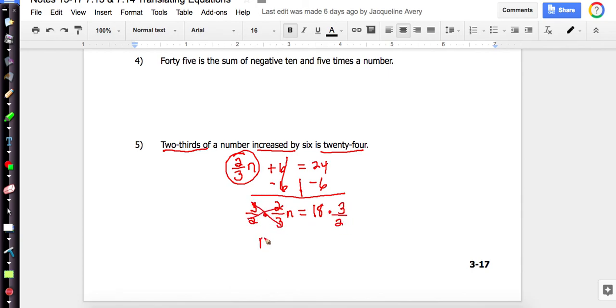Now, this will turn into a 1 in disguise, and remember, when you're multiplying a whole number times a fraction, what can I put underneath the whole number? A 1. So 18 times 3 is 54. 1 times 2 is 2, and 54 divided by 2 is 27. So n equals 27. Now, when I'm checking this in my calculator, I do 2 divided by 3 times 27 plus 6, and then I hit equals, and it does, in fact, give me 24.